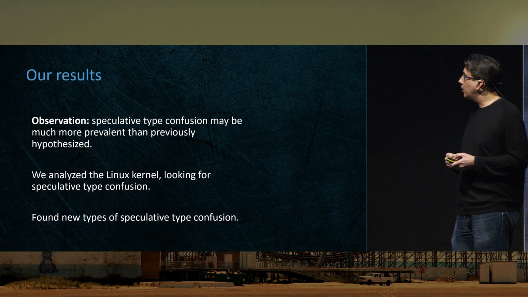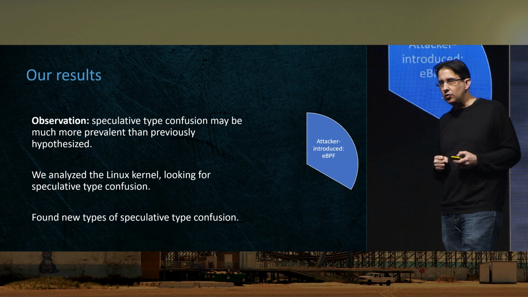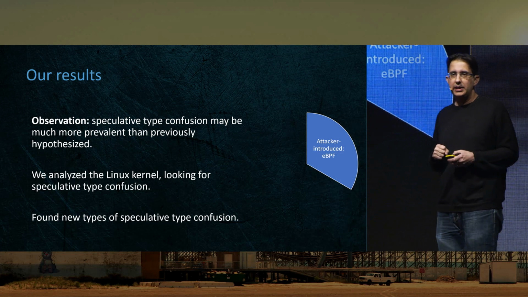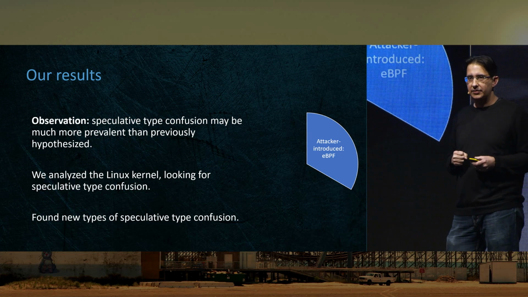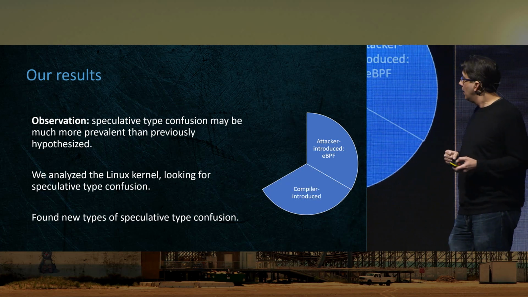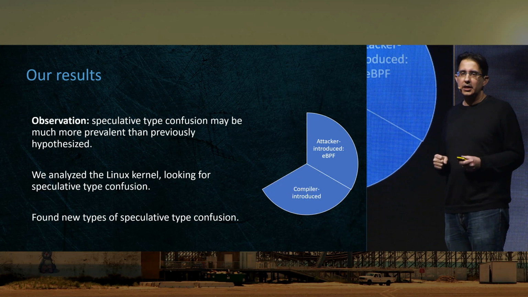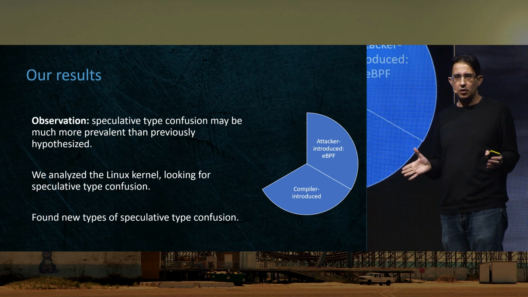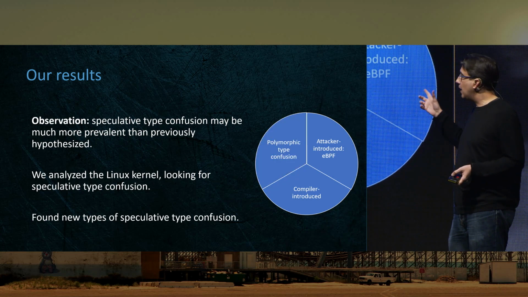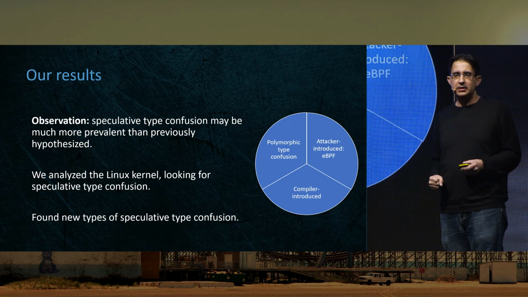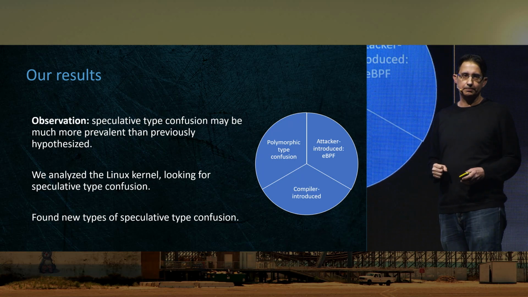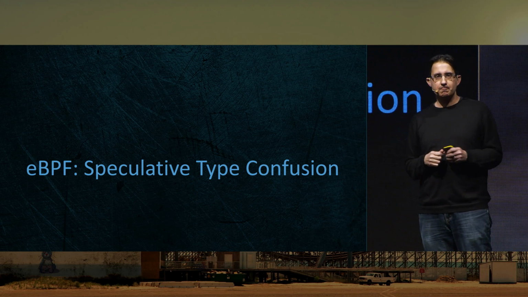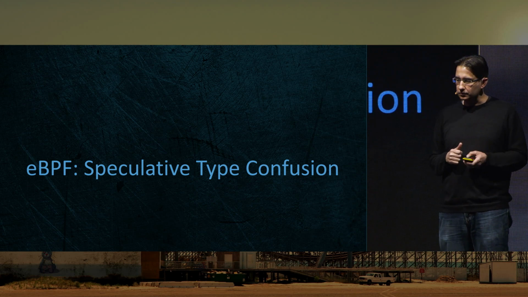So what I'm going to show you: we found that attackers can introduce vulnerabilities into the Linux eBPF subsystem. We found that the compiler can inadvertently introduce vulnerabilities when compiling benign code. And we found many, many latent vulnerabilities related to polymorphism. So let's start with speculative type confusion in the eBPF subsystem.